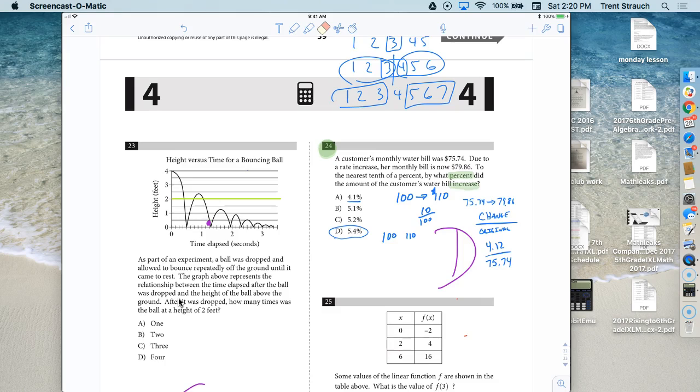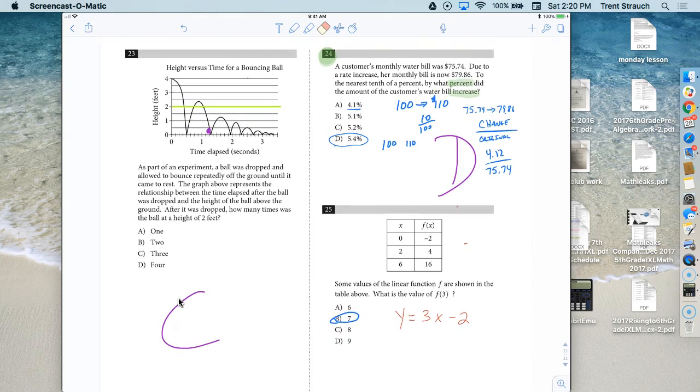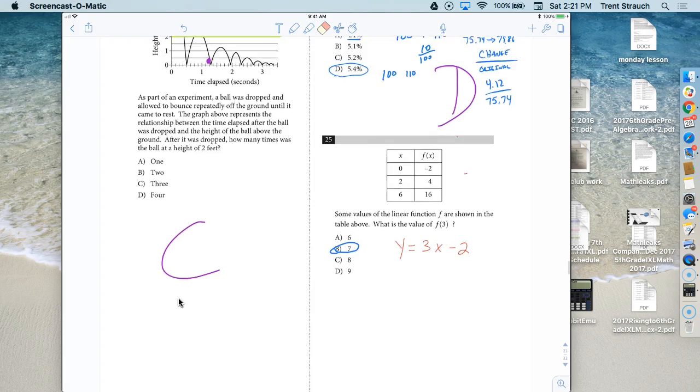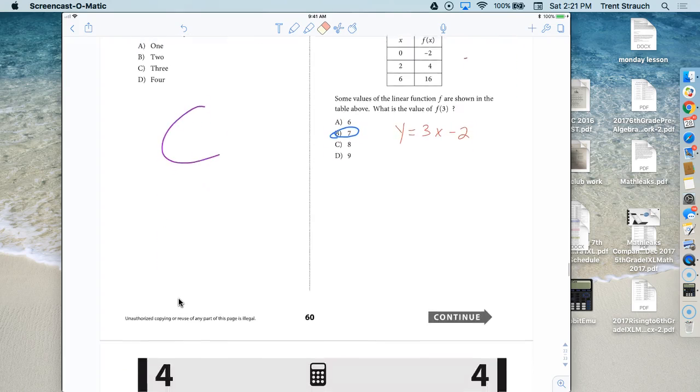Anybody else now? Remember, it's your test coming up next weekend, so you got to ask me if you're not 100%. Don't be afraid. All right? Is everybody good? Number 25 was a nice little problem, right? Anybody have any questions with 25? All right, let's move on.